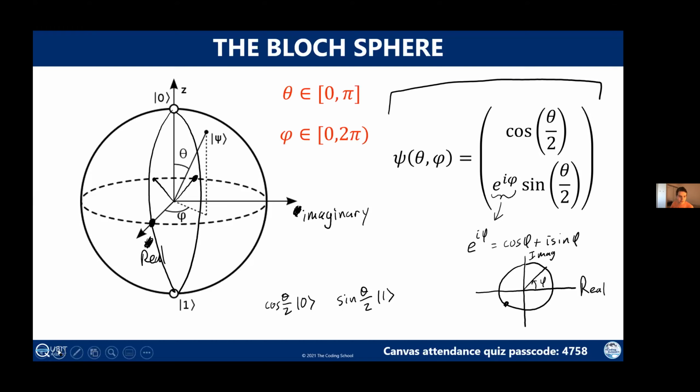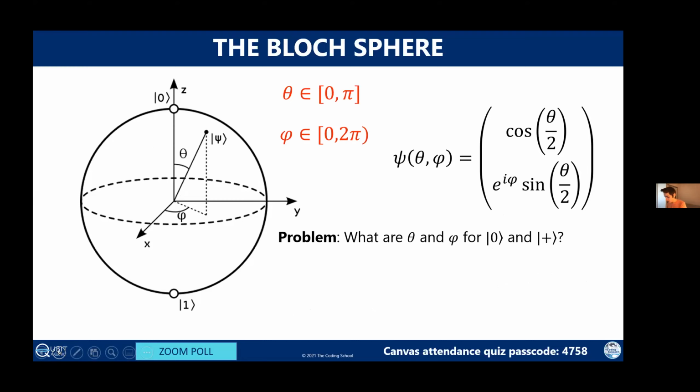As I mentioned, these are the ranges. So we're going to do one quick practice problem here just to show how this works. What are theta and phi for ket 0 and ket plus? Now, there's a few ways to do this. The first way I'm going to suggest is to try and look at the Bloch sphere. I'll show where these states are. The green is ket 0. The yellow here is ket plus.